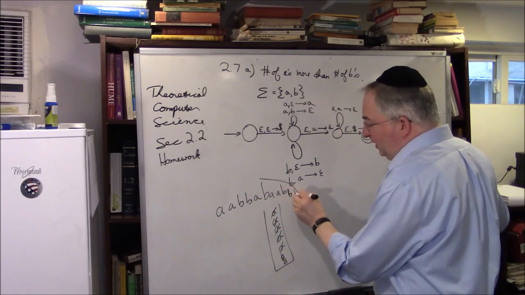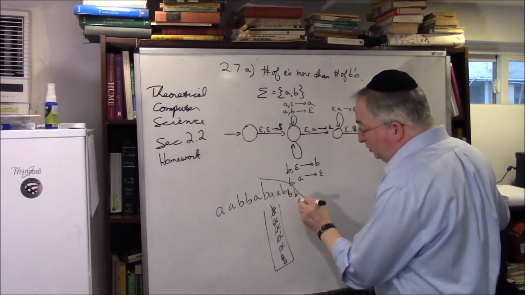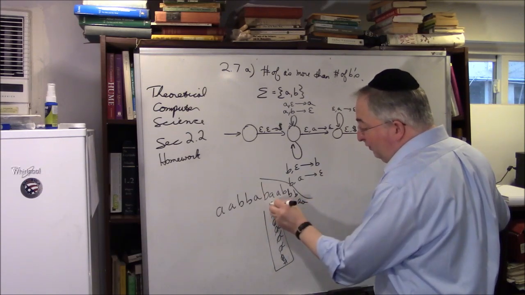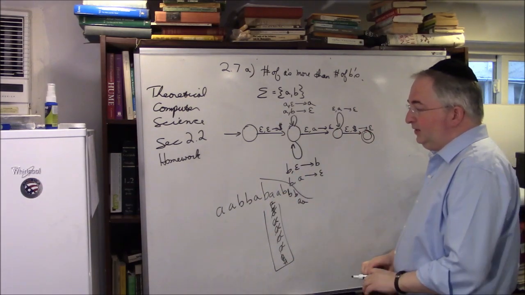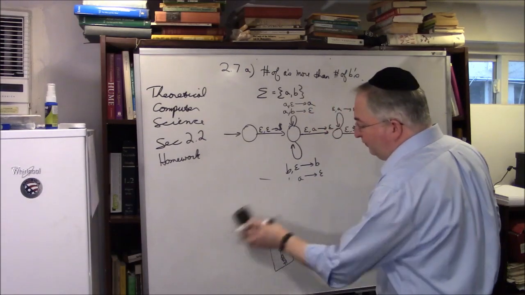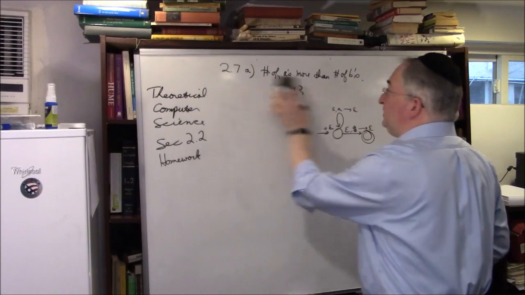If I have another B, then I'd put the B on, and I still wouldn't be accepted. If I have another 2 A's, then I would pop this off and put on another A, and that way it would be accepted. Okay, so this was kind of painful. Okay, next.